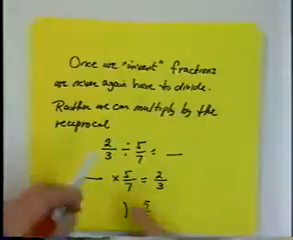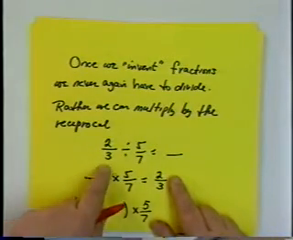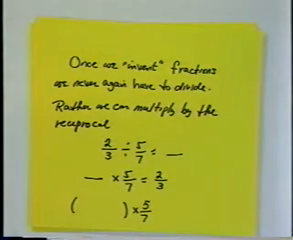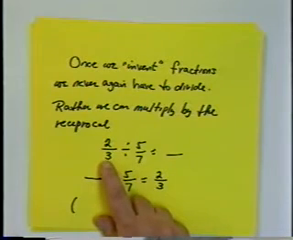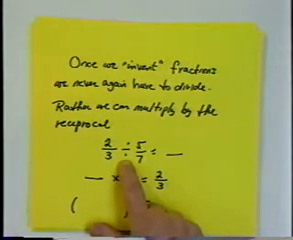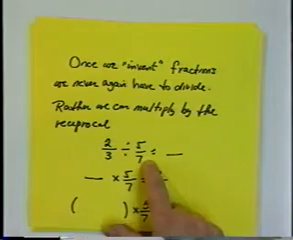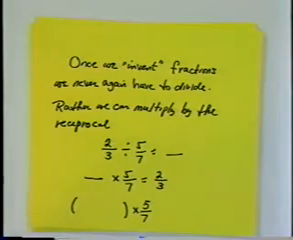So, for example, let's look at this problem over here. What's 2/3 divided by 5/7? You were taught mechanically to leave the first number alone, change the division to a times, and invert the second number. But let me show you the logical way of doing this.